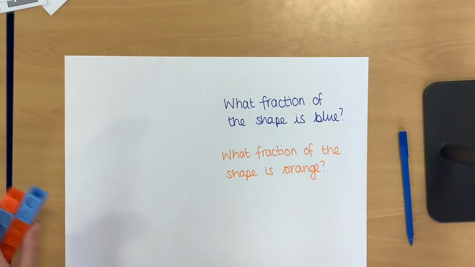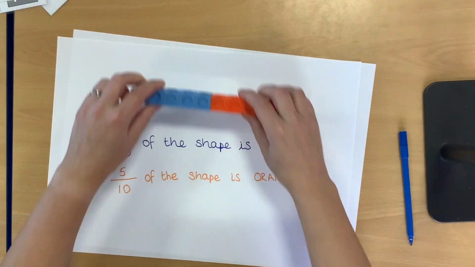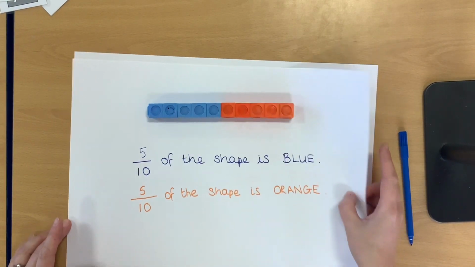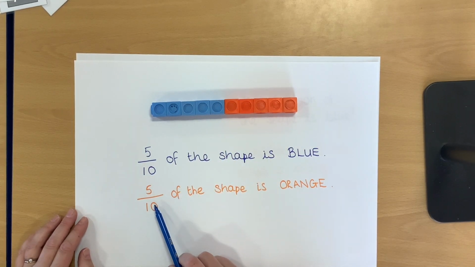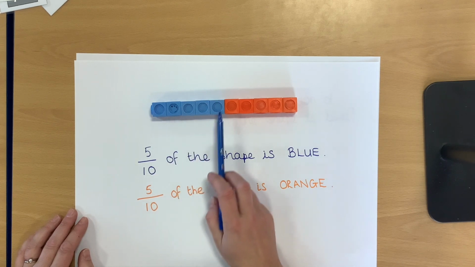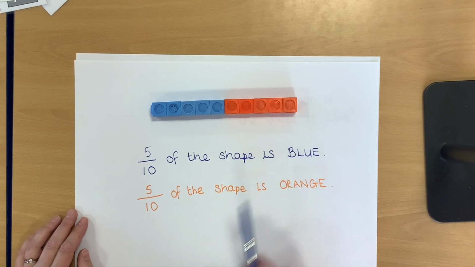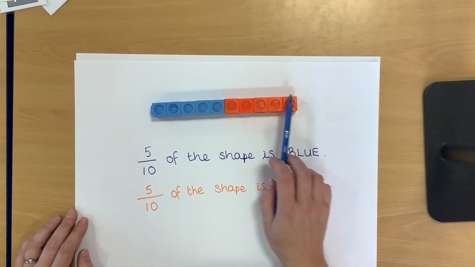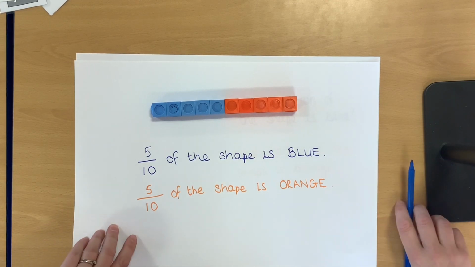Okay, now's time to get your equipment. So you should have 5 orange and 5 blue cubes. First of all, I'm going to build a shape using all of my cubes. Okay, there they are. So this shape is made up of 10 equal sections. So my denominator is 10. 5 parts of those 10 equal parts are blue. So 5/10 of the shape is blue. 5 of those 10 equal parts are orange. So 5/10 of the shape is orange.